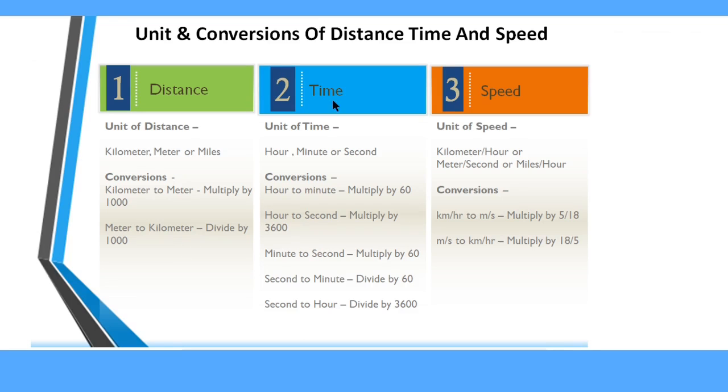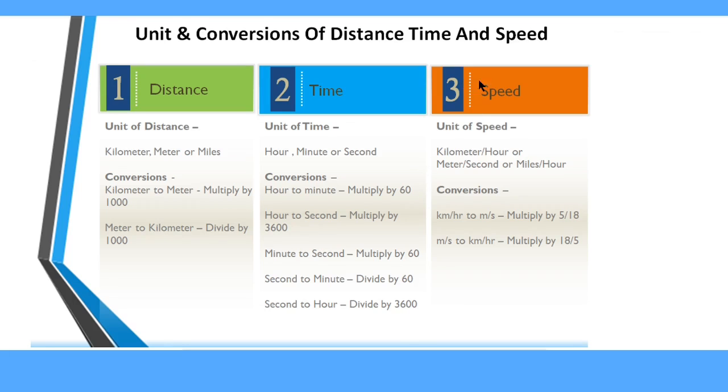Second is time. The units of time in these questions are usually hour, minute and second. For conversion, hour to minute, we multiply by 60. Hour to second, we multiply by 3600. Minute to second, we multiply by 60. And second to minute, we divide the seconds by 60. Seconds to hour, we divide by 3600.